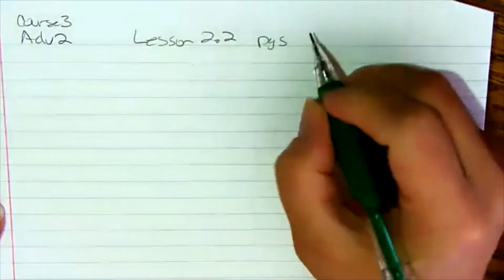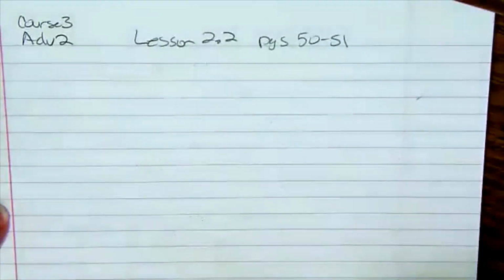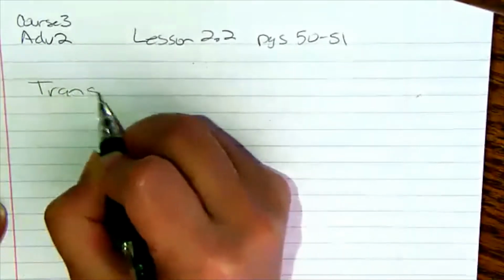Okay, if you are in 7 Excel, we are working from the Advanced 2 textbook. If you are in Math 8, we are working from the Course 3 textbook. We are doing lesson 2.2, and it can be found on pages 50 and 51. So in lesson 2.2, we are going to be talking about translations. So let's take a look.